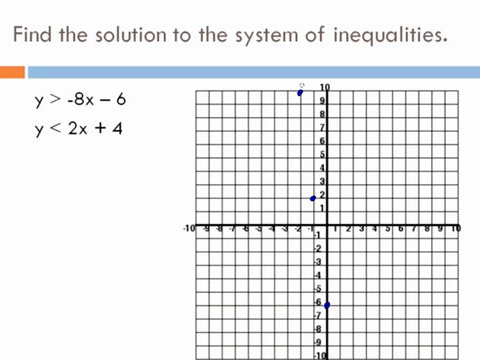Very steep slope here, but it needs to be negative, so always make sure you check that it's negative when you draw your line. Our line here is going to be dashed, and then we need to shade above, since it's greater than.